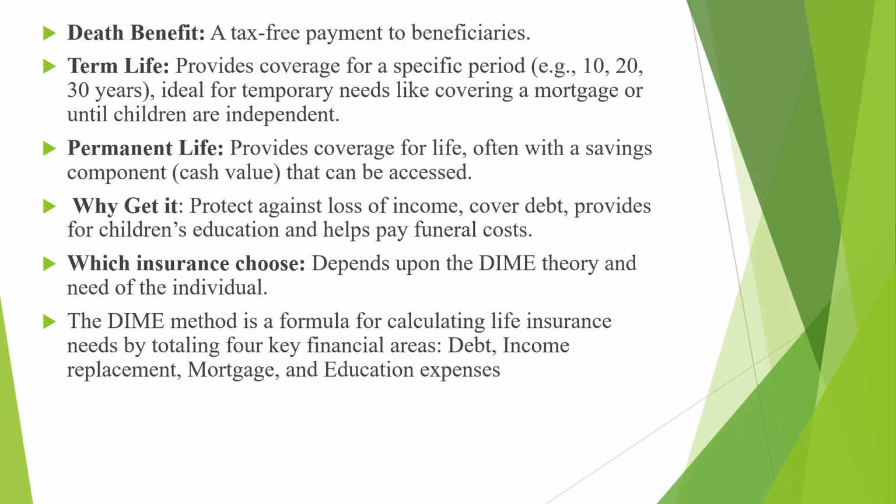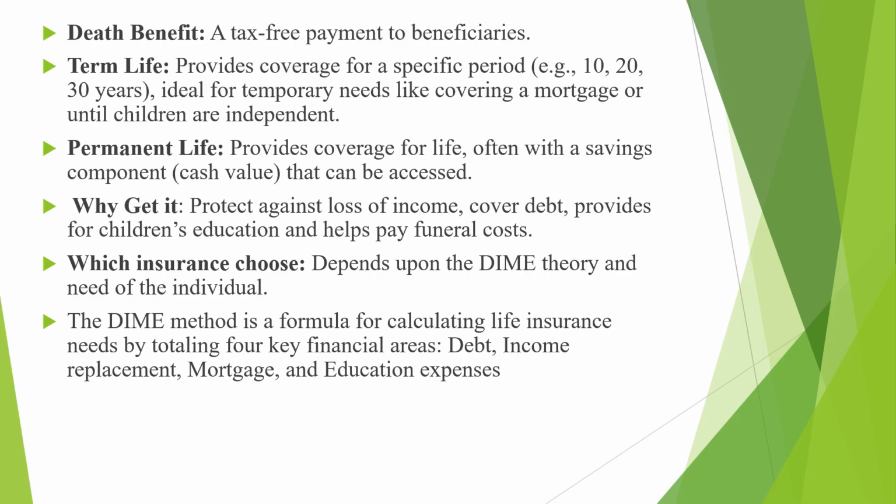So what is term life insurance? Term life insurance provides coverage for a specific period, for example 10, 20 or 30 years. It's ideal for temporary needs like covering a mortgage or until your children are independent. If you have a debt, if you have a mortgage, if you want to protect your children, or if you want to replace your income, in that case you should take a term life insurance.